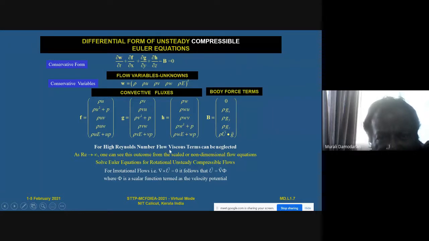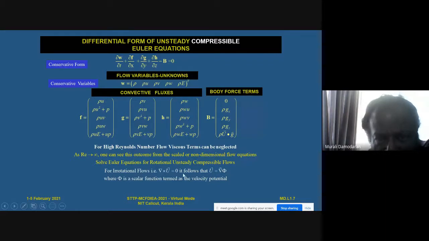If I'm interested in very high Reynolds number flow, viscous terms can be neglected, and if the flow is at small angles of attack. So as Re tends to infinity, you solve the rotational compressible flow by solving the Euler equations, and this is where the first effort was made to compute the Euler equations, sometime in 1981, thereabouts.